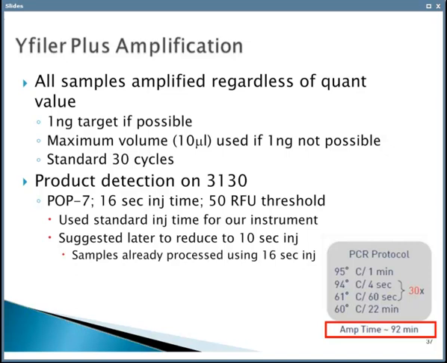We used the 3130, and we used POP7 as opposed to the standard POP4. That's just what we use in our lab. We did use a 16-second injection time since our lab is an enhanced DNA typing lab, and that is our standard injection time. It was suggested by LifeTech after we'd done this to perhaps reduce it to 10 seconds, but we do our own thing, and we used the 16 seconds. So the data here is showing 16-second injections. One thing you see on the bottom right is the PCR protocol for the Yfiler Plus. It's only a 92-minute amp time, which is pretty fast.